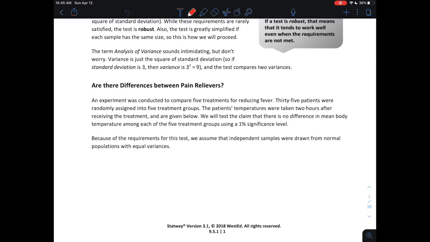So notice we just started talking about a hypothesis test. So we are going to test the claim, and the claim is there is no difference in the mean body temperature among each of the 5 treatment groups, and our significance level is 1%. Because of the requirements for this test, we assume that independent samples were drawn from normal populations with equal variances.